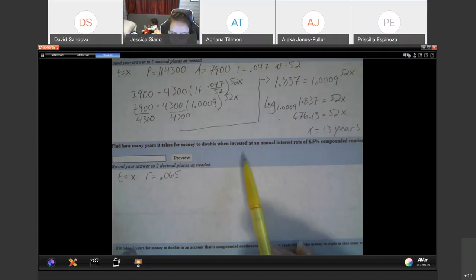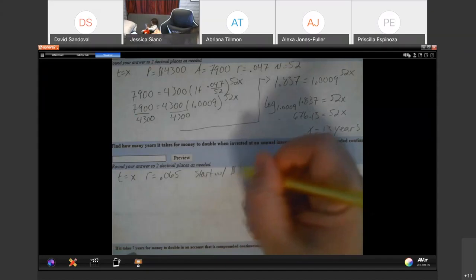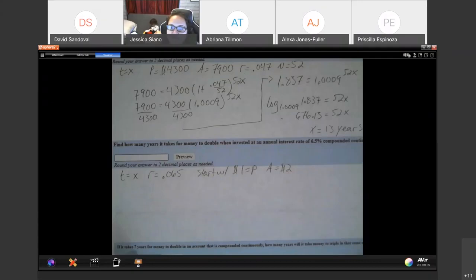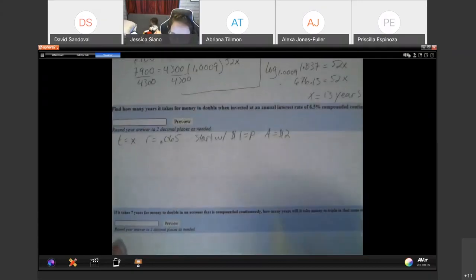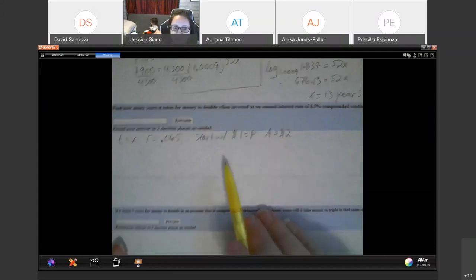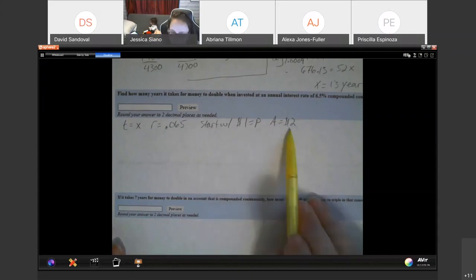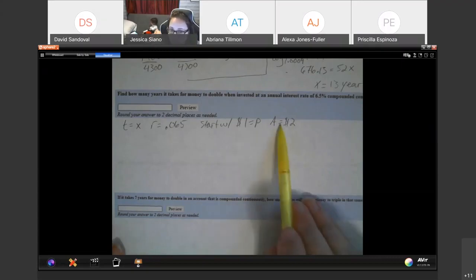And you're going to see that in the end, the same thing's going to happen no matter what you plug in. So let's just say I'm starting with $1. So that's my P. So then my A would be $2. I'm picking the easiest numbers I possibly can. And you can do this every time you have a question that's asking you about doubling. Make P 1 and A 2 because that's double. You could make P 50 and A 100 because it's double. You can plug in anything you want here as long as your A value doubles your P value.